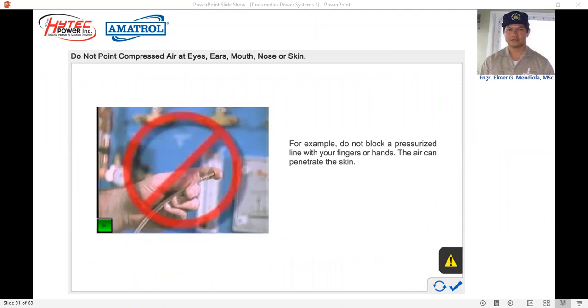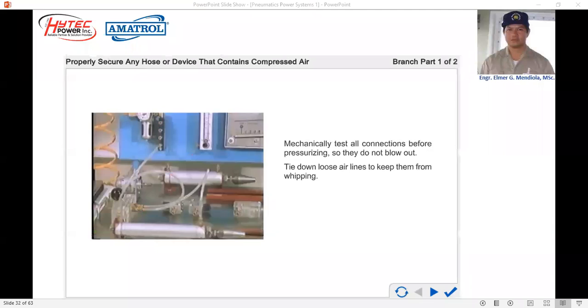The first rule is do not point compressed air at eyes, ears, mouth, nose, or skin. For example, do not block a pressurized line with your fingers or hands, as this can penetrate the skin.